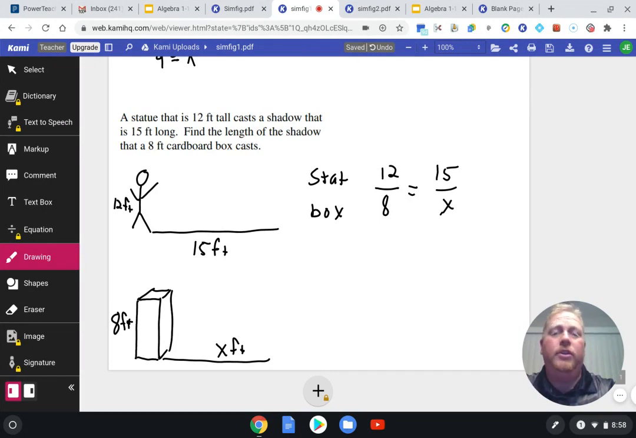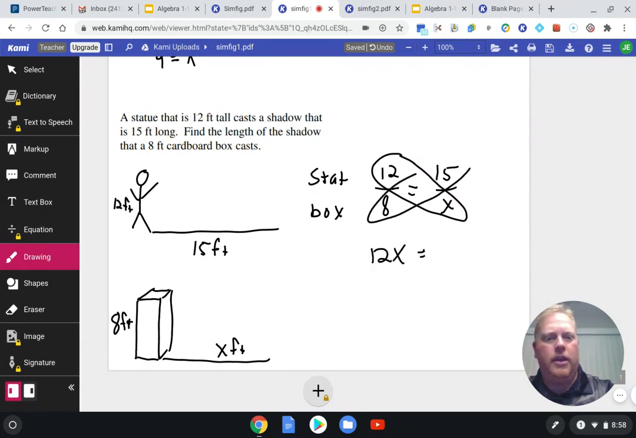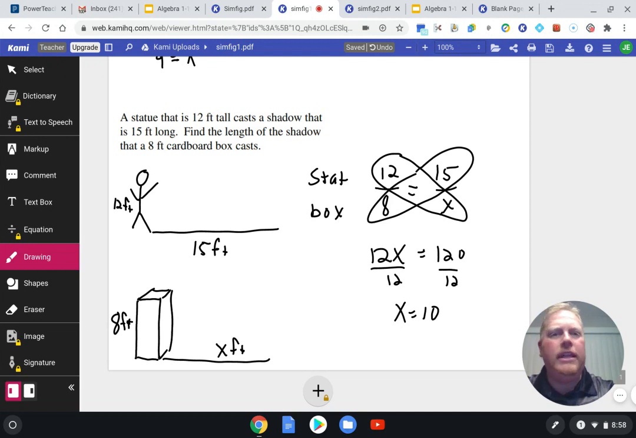That's a good proportion. 12 over 8 equals 15 over x. Cross multiply. 8 times 15 is 120. Divide by 12. And I get x equals 10. So the length of the shadow caused by that box is a 10-foot shadow.